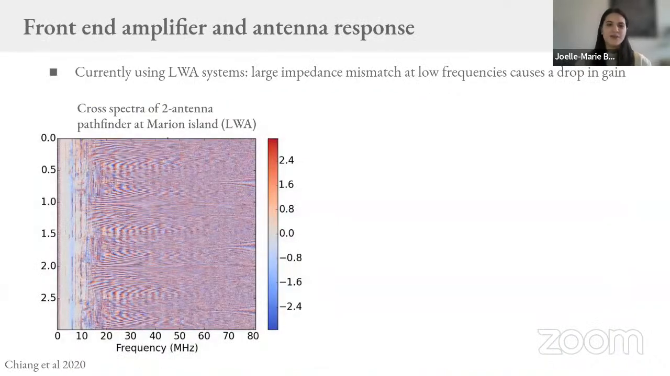And so now, in the last couple of slides, I'll talk about the antenna and front-end electronics that we've been developing. And to motivate the need for this new front end, here is a waterfall plot on the left of the 2-antenna Pathfinder that was deployed on Marion Island a couple of years ago. And what we're seeing here above 15 megahertz is what we want to see for one baseline, which is fringes in the sky. But below 10 or so megahertz, we see a very sharp drop-off in response. We don't see these fringes anymore.